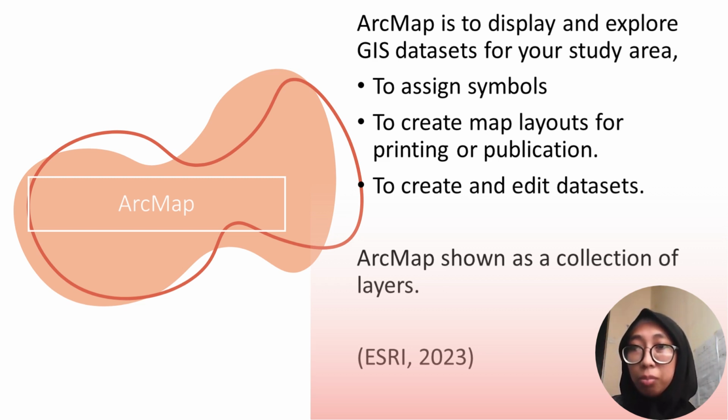Common map elements include the data frame containing map layers for a given extent, plus a scale bar, north arrow, title, descriptive text, a symbol legend, and so on.